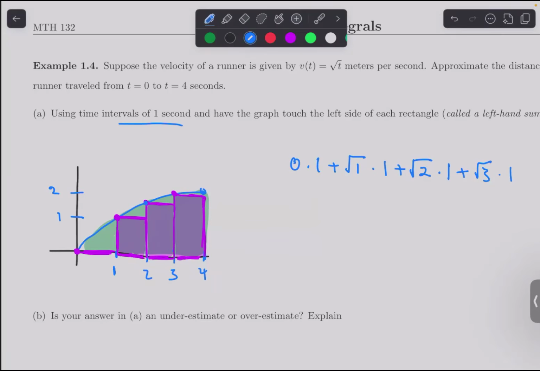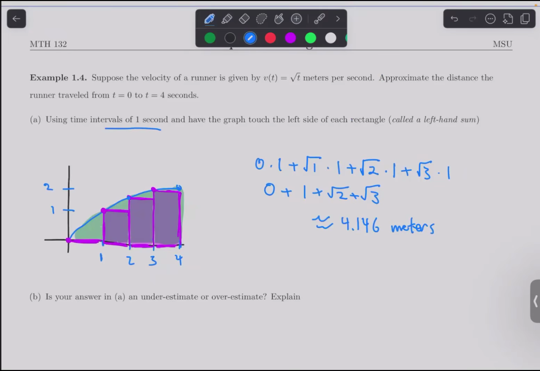Now, in this case, multiplying by 1 doesn't do a whole lot. So we're going to have 0 plus 1 plus root 2 plus root 3. And if we plug this into our calculator, we're going to get around 4.146, we'll say, meters. Because again, this is in meters per second this time.